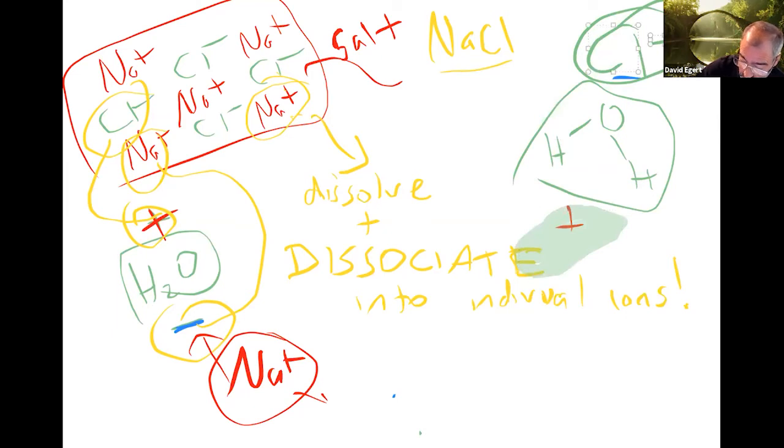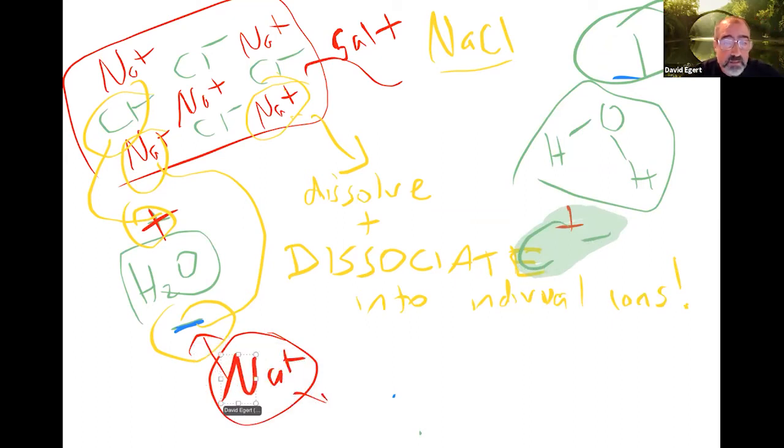So the Cl minuses will be dancing with the more positive sides of the water molecules. The Na pluses are going to be dancing with the more negative sides of the water molecules. So there's no longer such a thing as an Na and a Cl while it's dissolved. It's just a bunch of Na pluses and Cl minuses uniformly distributed in the water. So this is important, this word dissociate.